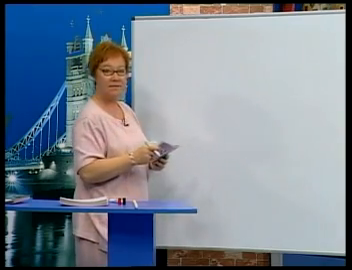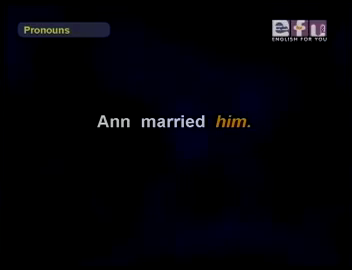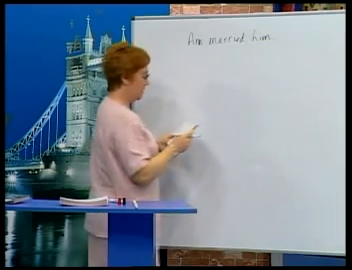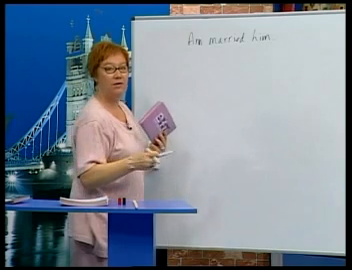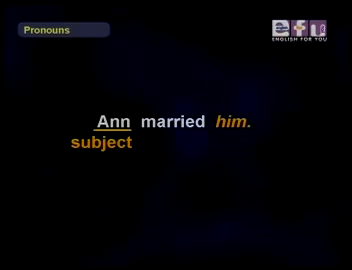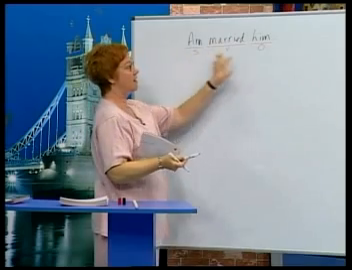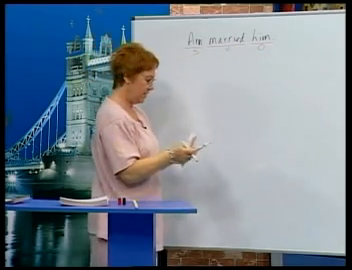And here are some examples. Anne married him. Now, if we look at this, we see Anne is the subject. Married is the verb. And him is the object. Anne married him. All right?